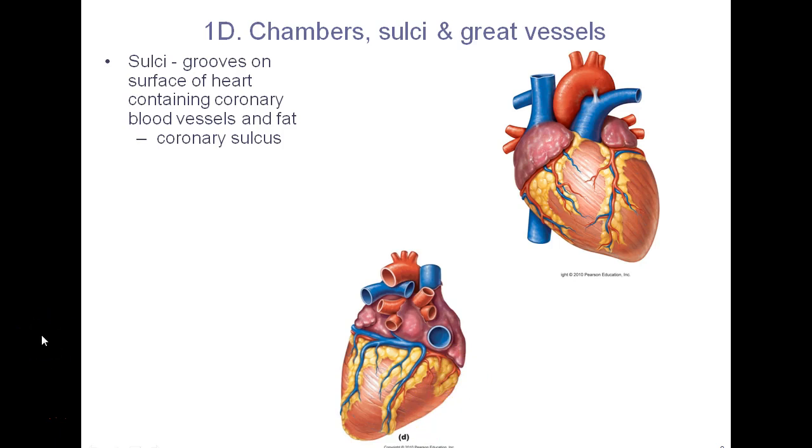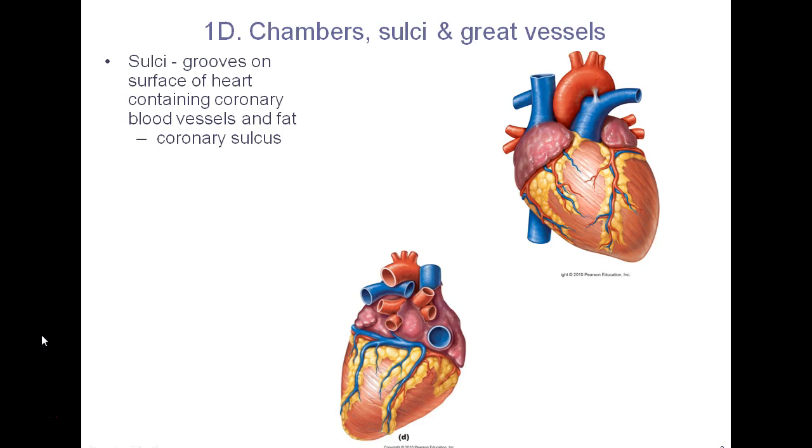So we arrive at these items called sulci, kind of deep grooves. The surface of the heart has some very deep grooves. These grooves can serve as external lines of demarcation. They're going to help us delineate the separation of some of those internal structures. And then also we're going to have some blood vessels and some fat running through the sulci.